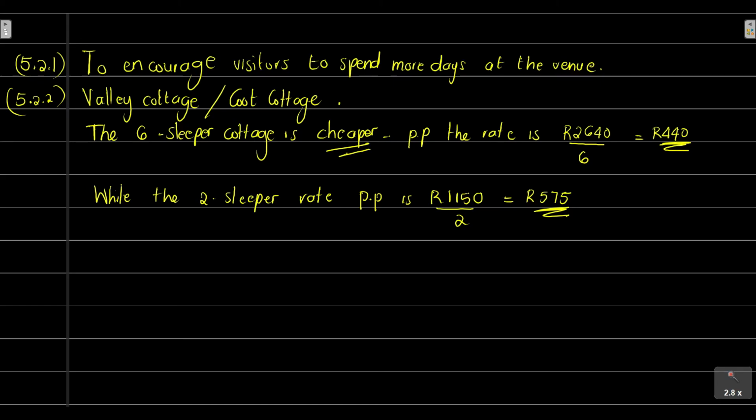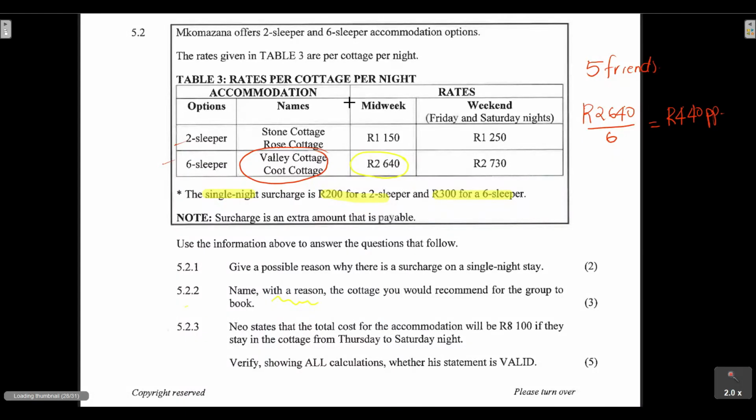Okay, let's have a look at the next question, the last question, question 5.2.3. It states that the total cost for the accommodation will be 8,100 if they stay in the cottage from Thursday to Saturday night. So it includes Saturday. They're not leaving on Saturday. We need to verify, showing all calculations, whether his statement is valid. Is he correct when he says that the total accommodation cost is going to be 8,100?